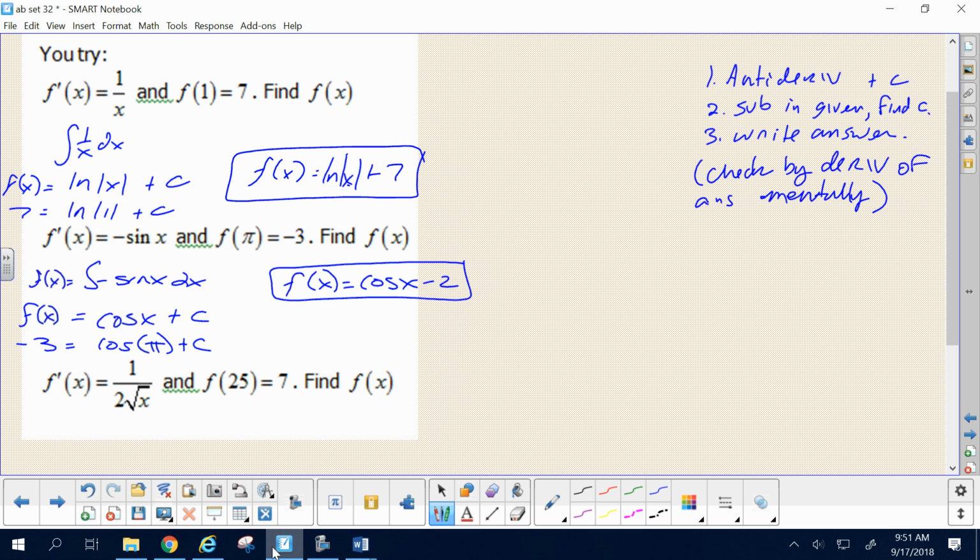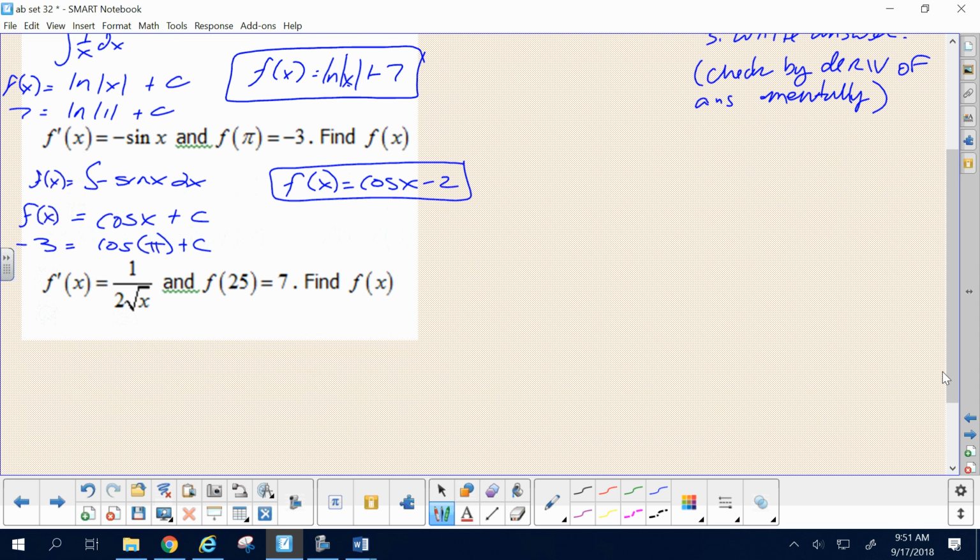Now, I could, in all of these cases, take derivatives to check them. What's the derivative of natural log of x plus 7? 1 over x. What's the derivative of cosine of x? Negative sine of x. Okay, so it's easy to check these. Would that work if I took the derivative of my work?